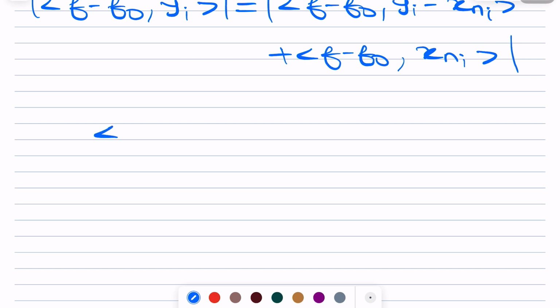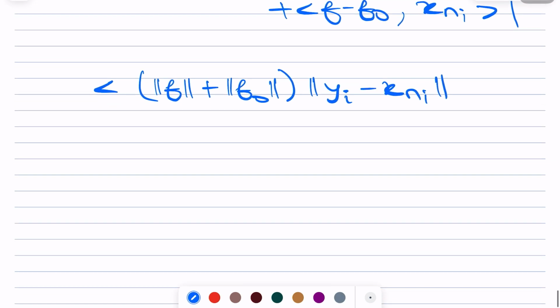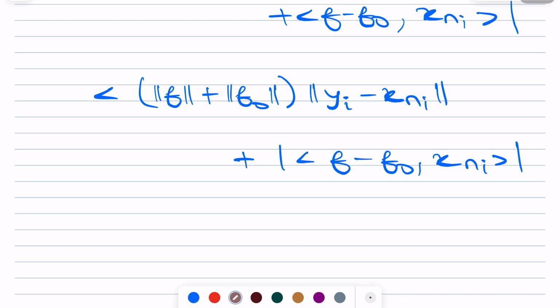And then you also use the fact that f and f0 are linear bounded operators. So this is also less than the norm of f plus the norm of f0, operator norms of course, times the norm of yi minus xni, plus the absolute value of (f minus f0) at xni. Oops, forgot to close the dual pairing bracket. Good. But now observe that this is at most 1, because those are chosen to be in the closed unit ball in E star. And also this is less than R times 2 to the power ni.